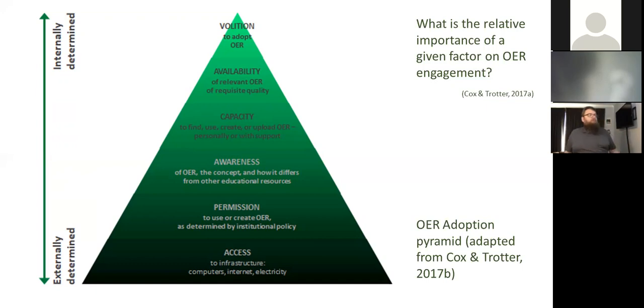The next level in the pyramid is availability. Availability of OER of requisite quality. Now in the research, they also refer to the usability of the OER. But this point refers to what kind of OER are available. If you're in a first year university course such as psychology, which is a course in great demand, the chances are high that you're going to find an OER on that topic. You'll probably find more than you need, and then the issue becomes having to sift through the OER and finding a course that suits your institution.